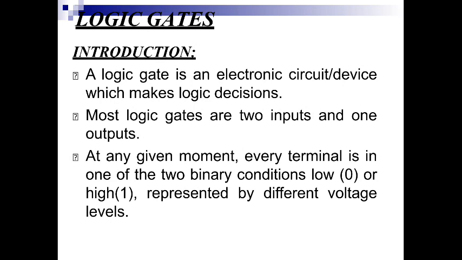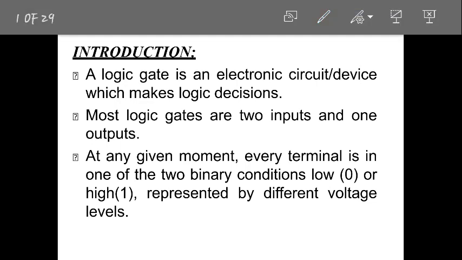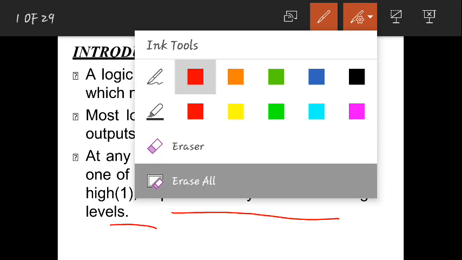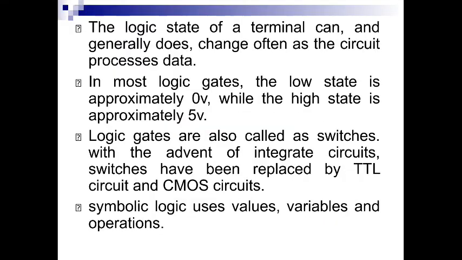And at any given time, for every terminal, let it be your output or input, the state of that terminal, what you give if it is an input, or whatever you get as the output, will be either 0 or 1. So it can be binary 0 or binary 1, which is also represented as low or high. Here it is written, represented by different voltage levels. We will discuss that in the next slide.